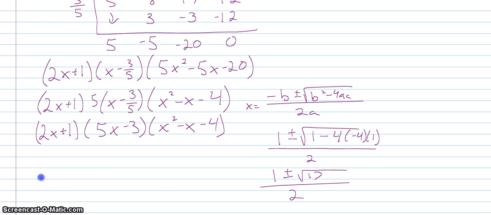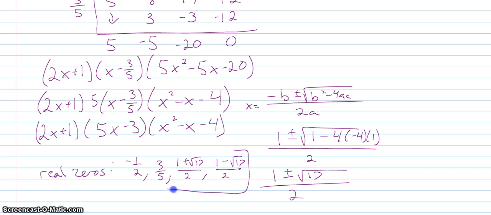So our real zeros for this problem, though it took a little bit, we have -1/2, 3/5, 1 plus square root of 17 over 2, and 1 minus square root of 17 over 2. If you wish to group those last two as a plus or minus, go ahead. Just make sure that you see that those are, in fact, two different zeros.